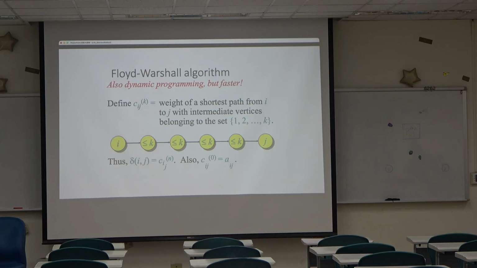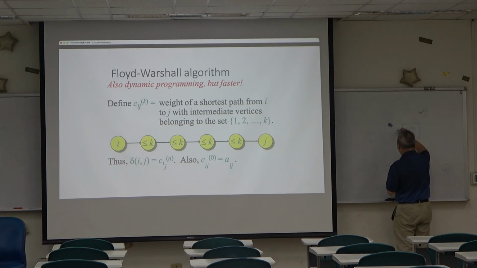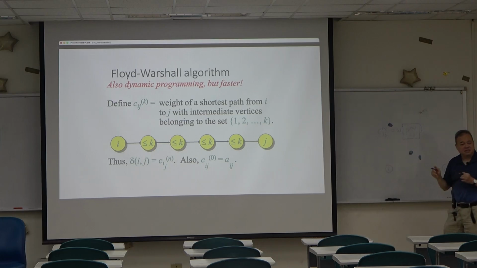Obviously, such a path may not exist, right? First we define the cost for this path, we call it C_ij^k, where C stands for the cost. If such a path does not exist, then C_ij^k would be infinite.